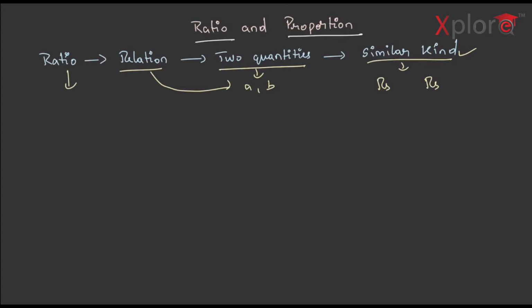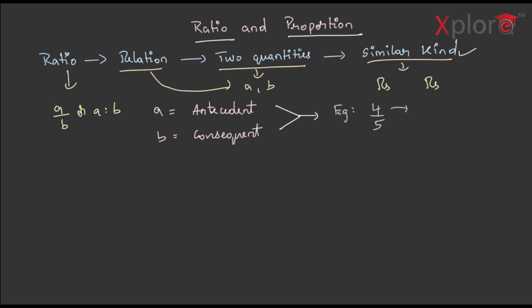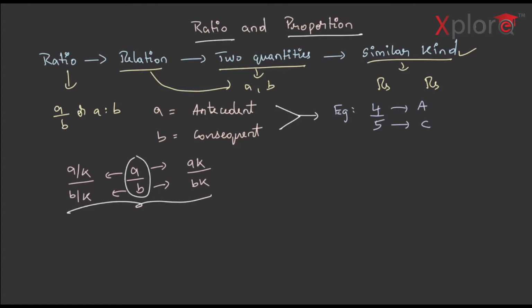Then the ratio can be written as A by B or A:B. Here A is the antecedent and B is the consequent. For example, 4 by 5. Here 4 is the antecedent and 5 is the consequent. Let's say the given ratio is A by B. Then multiplying each term of the ratio by a non-zero number, let's say K, or dividing each term of the ratio by the same non-zero number, that is A by K or B by K, does not affect the ratio.